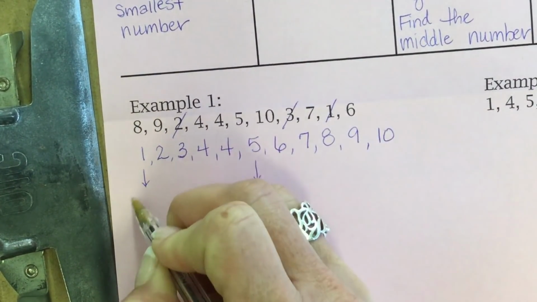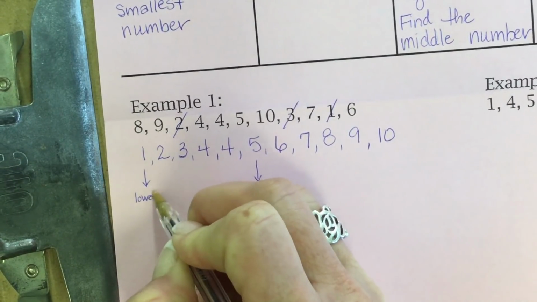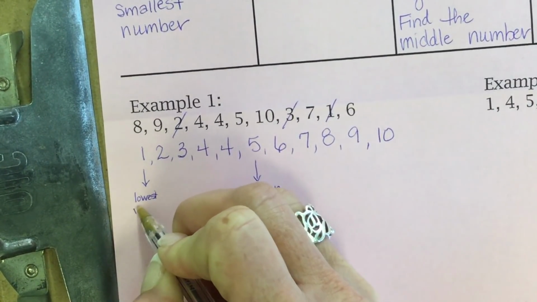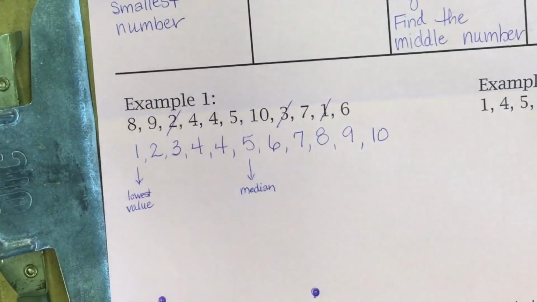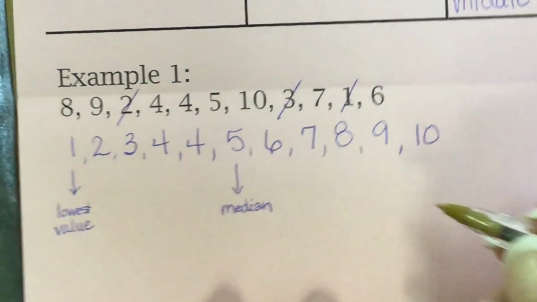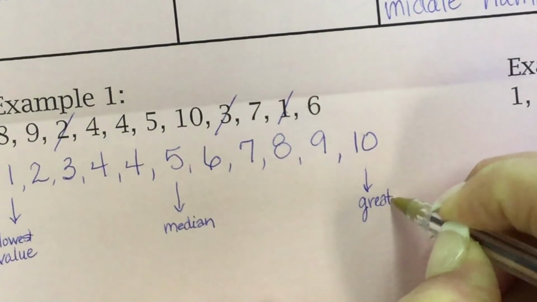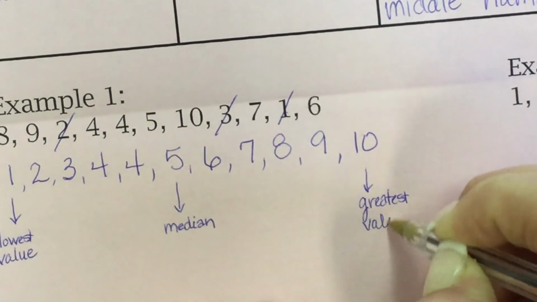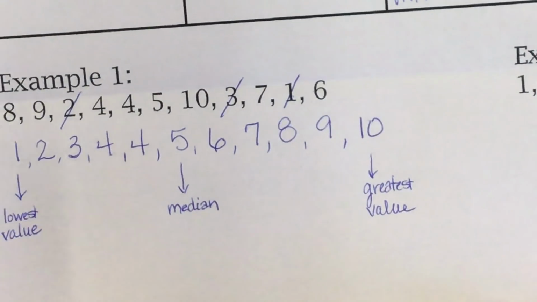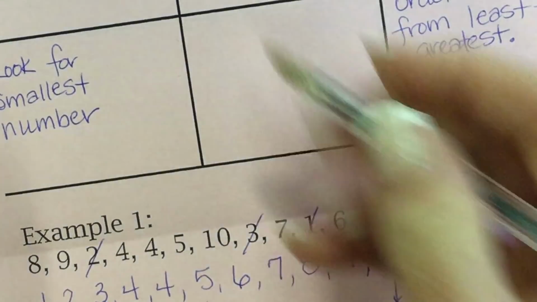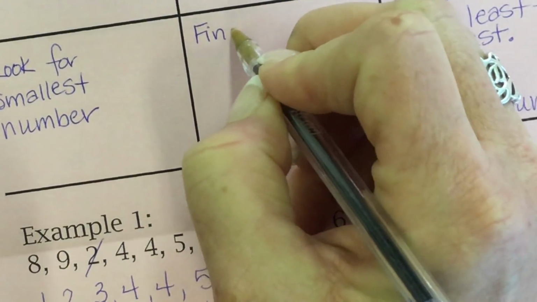This was my lowest value. Am I on the, sorry, I'm writing little. Sorry, I hate to keep on enlarging it and making it bigger. And this is my greatest value. Okay? All right. So now what I need to do is find the median.